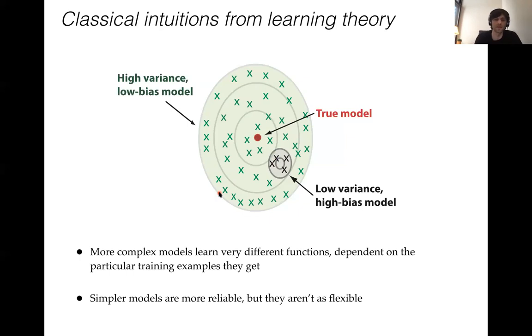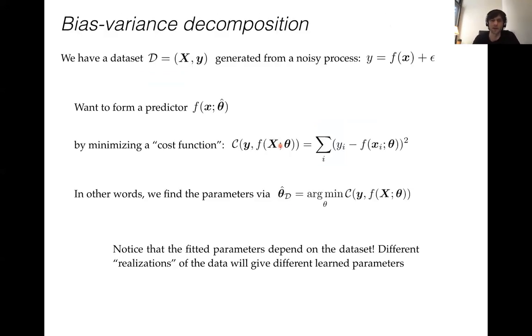So this notion of having variance and bias contributing to your performance isn't just a cartoon. You can actually quantify it and define things mathematically. I'm not going to go through a full derivation of this.